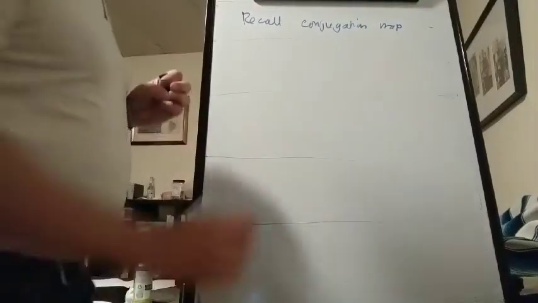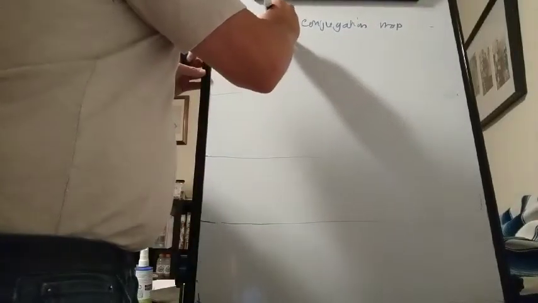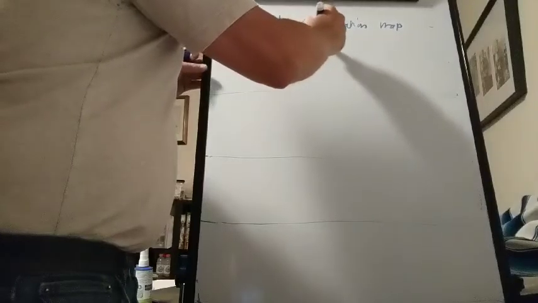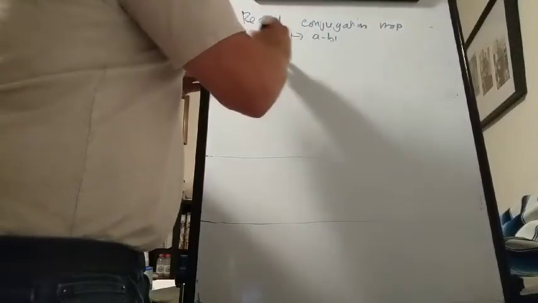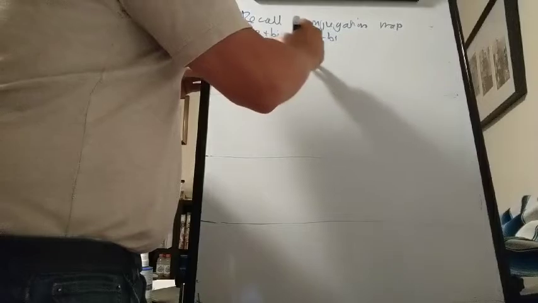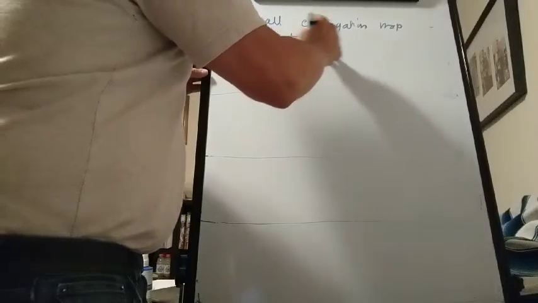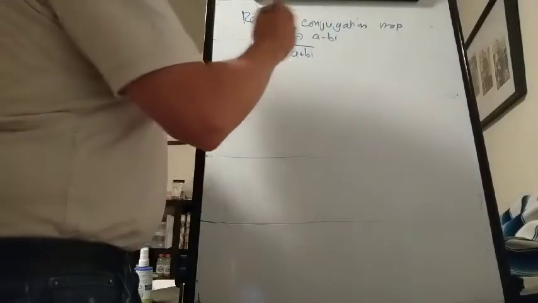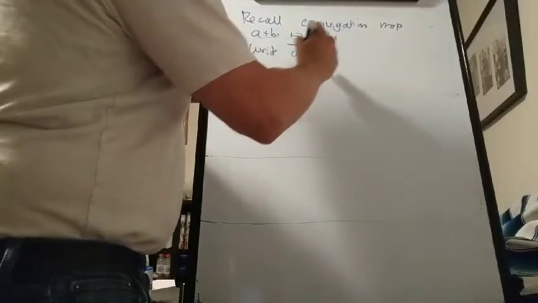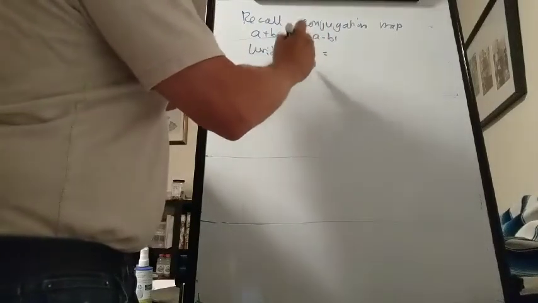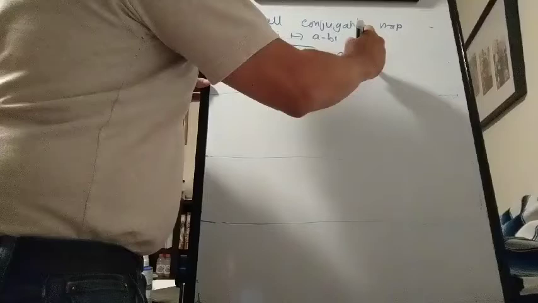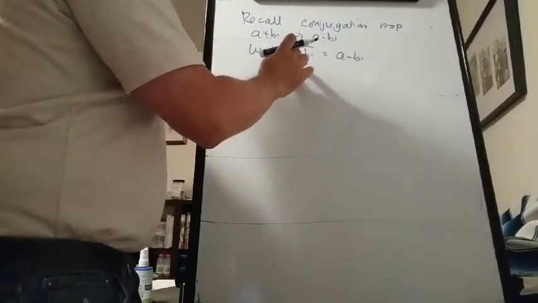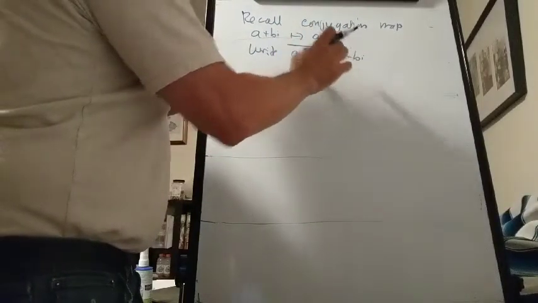Now we have a conjugation map on complex numbers that takes a plus bi and changes it to a minus bi. So we usually write a line over the number to denote complex conjugation. So a plus bi conjugate is a minus bi. We keep the real number the same, and then the imaginary part switches signs.